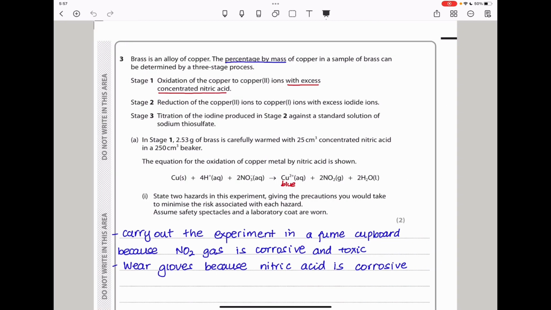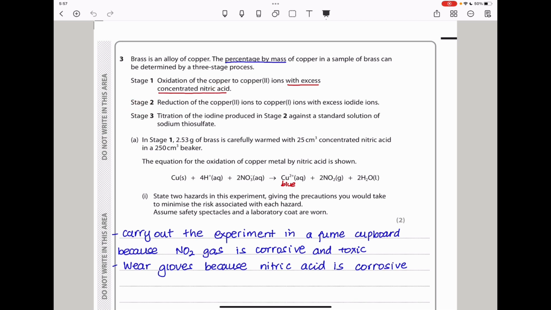Let's begin with question 3. It says, brass is an alloy of copper. The percentage by mass of copper in a sample of brass can be determined by a three-stage process. Stage 1, there is oxidation of the copper to copper 2 ions with excess concentrated nitric acid. Remember, they are using excess to ensure that all the copper is oxidized.